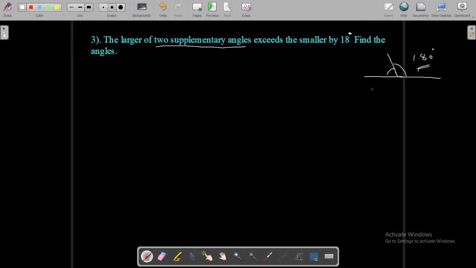So here, what do you have to find out? You have to find out the angles. So we'll start the solution. Let us take the pair of supplementary angles. Let one angle be x and the other one be y. According to the problem, x is greater than y, because exceeds means greater than.